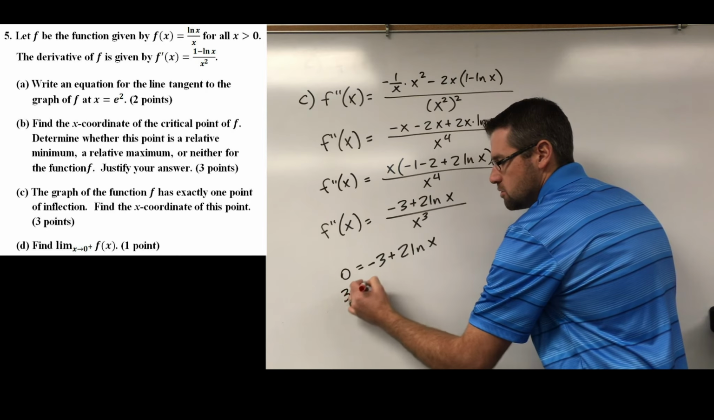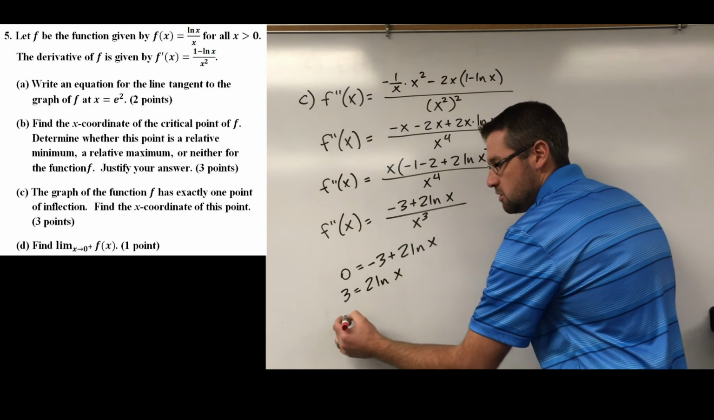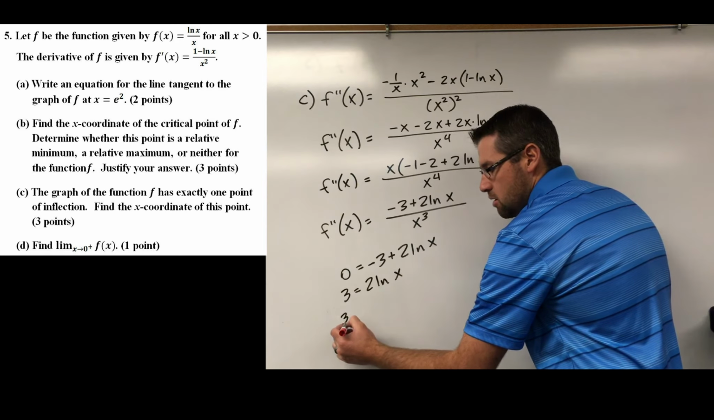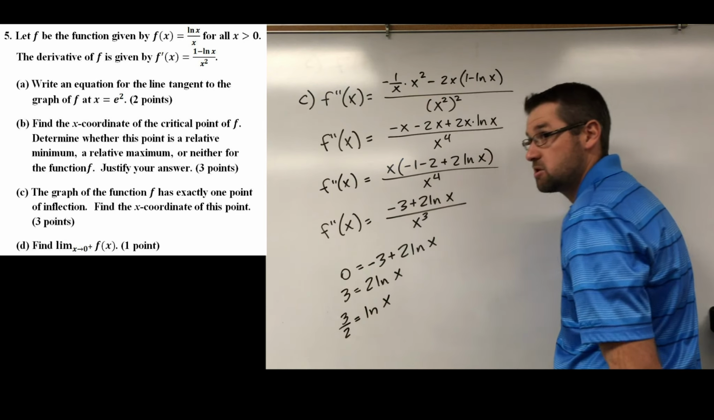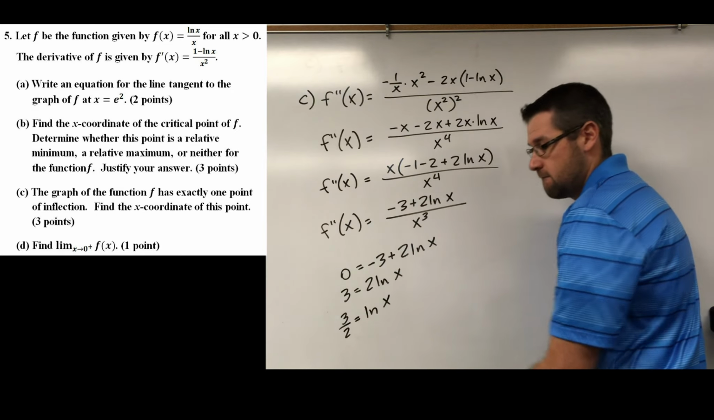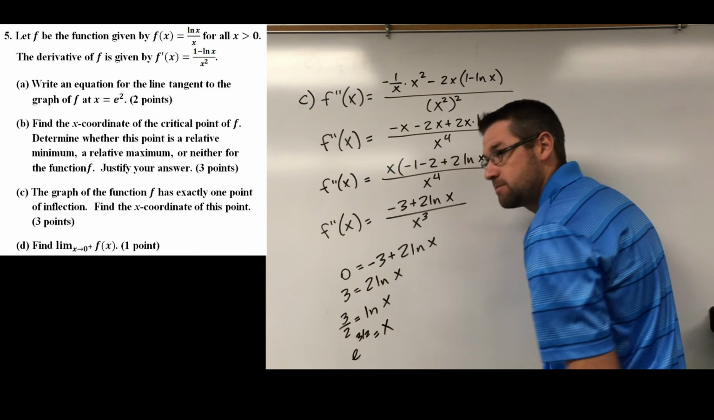Add 3, so 3 equals 2 natural log of x. Divide by 2, so you get, wait a minute, yeah, 3 over 2 equals natural log of x. We've got to solve for x now. E to the 3 halves equals x.